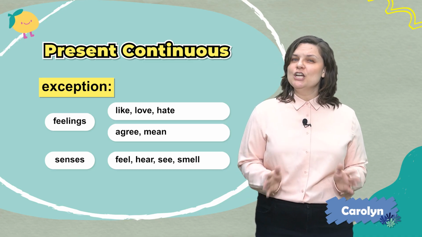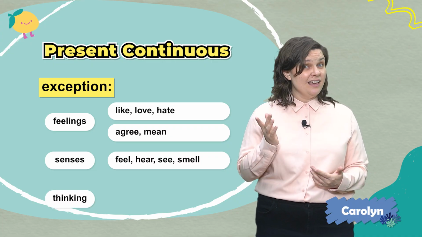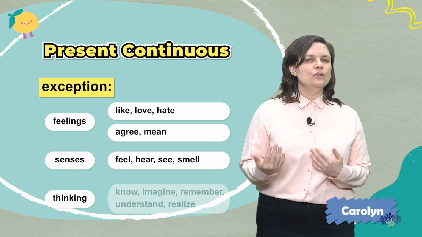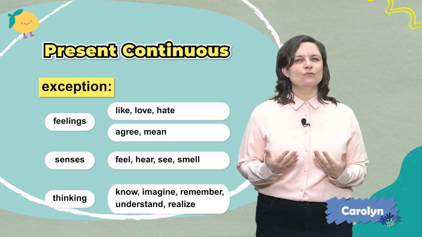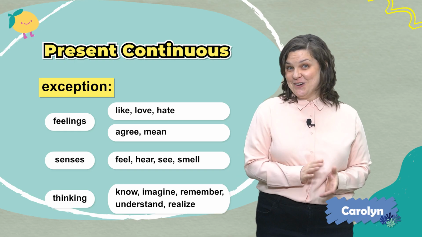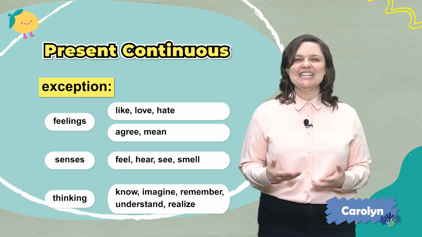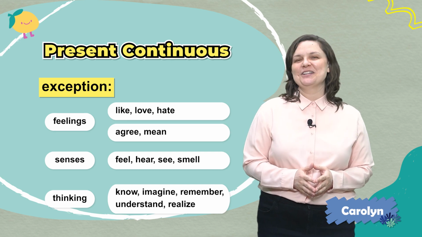Last but not least, don't use verb plus ing with verbs about thinking. So verbs like know, imagine, remember, understand, and realize don't use ing. So watch out. It's a little tricky, especially the thinking ones. But you've got this. All you need to do is give it a little practice.